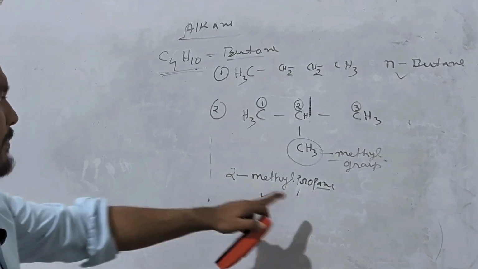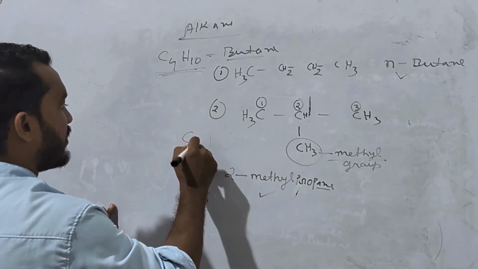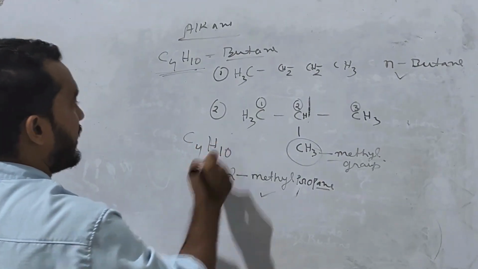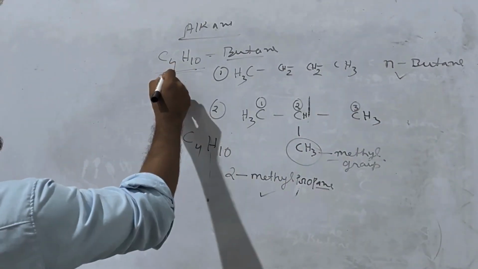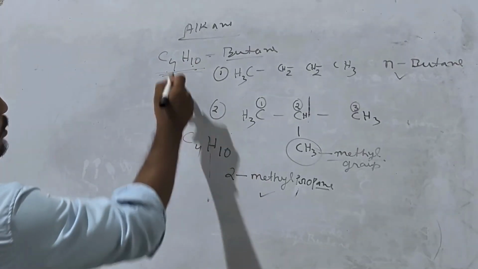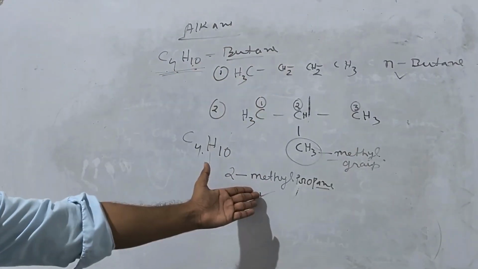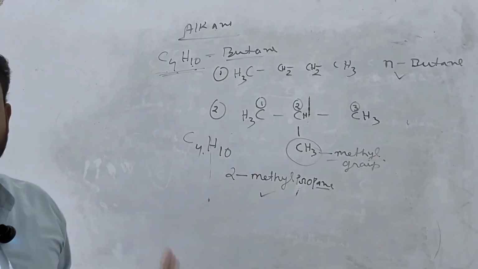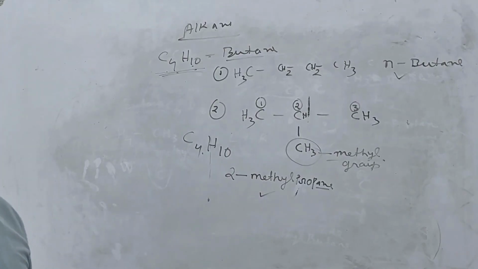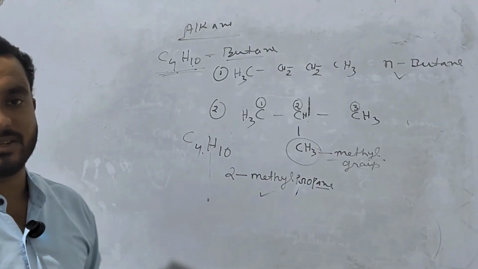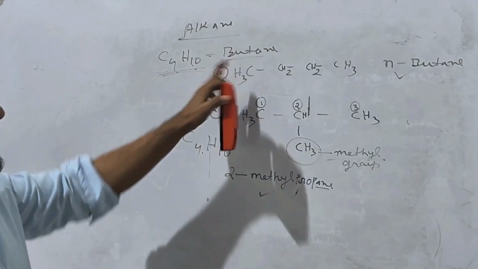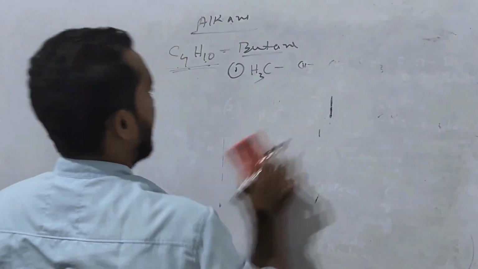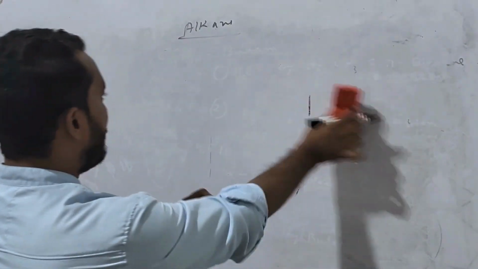So in 2-methyl propane, the total number of carbon is what? 4, and hydrogen is how much? 10. Okay. In N-butane also carbon 4, hydrogen 10. That means the molecular formula of N-butane and 2-methyl propane is the same, but the structure is different and chemical properties are different, and these are called structural isomers. Okay, so with butane I can draw hardly two structural isomers. Now let me check for pentane.